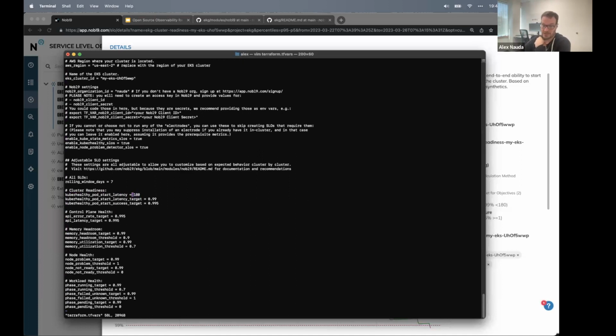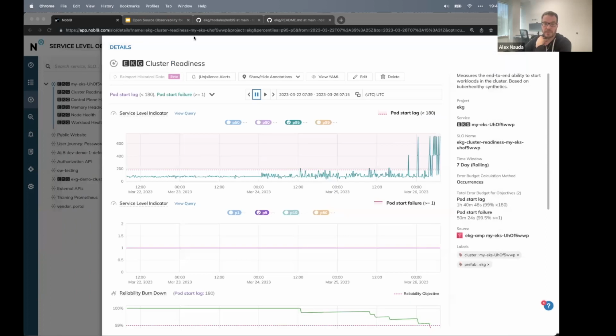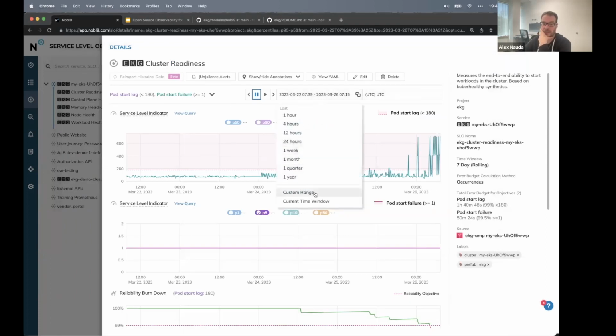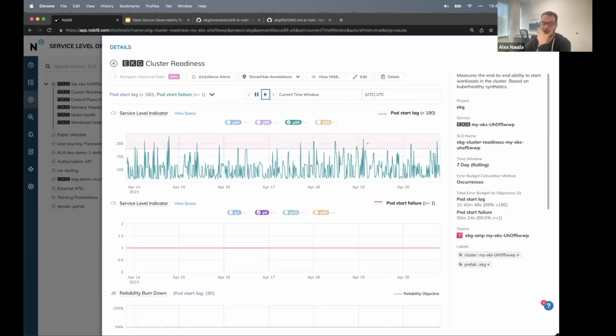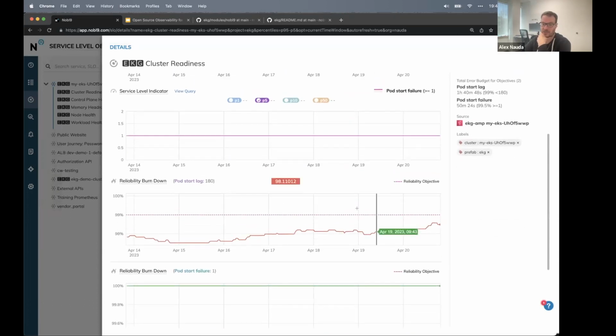If mine doesn't start within 180 seconds and I need to give it more time, or maybe I should actually tweak this, because it looks like in my cluster readiness, I'm frequently, let me go back to the current time window. I'm frequently enough exceeding 180 seconds that maybe 180 seconds was just a little too aggressive for this particular cluster.